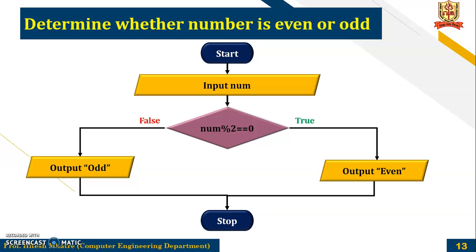So this is how we use decision making here. You can see here start, number. When the number is accepted, there is a condition whether it is even or odd, so you have to use this decision making. If it is true, you perform a certain task. If it is false, you perform a certain task and then stop.